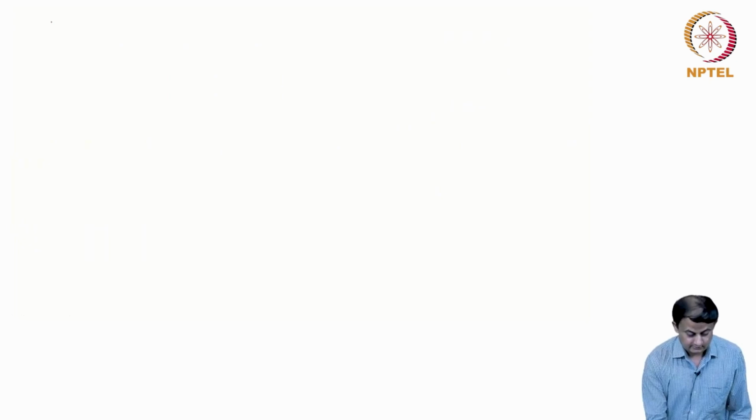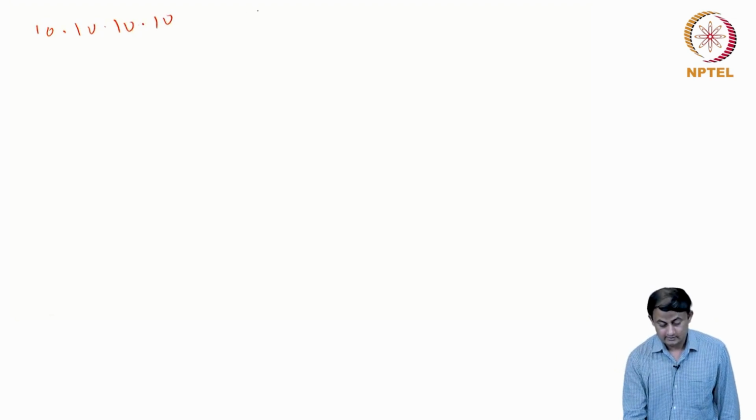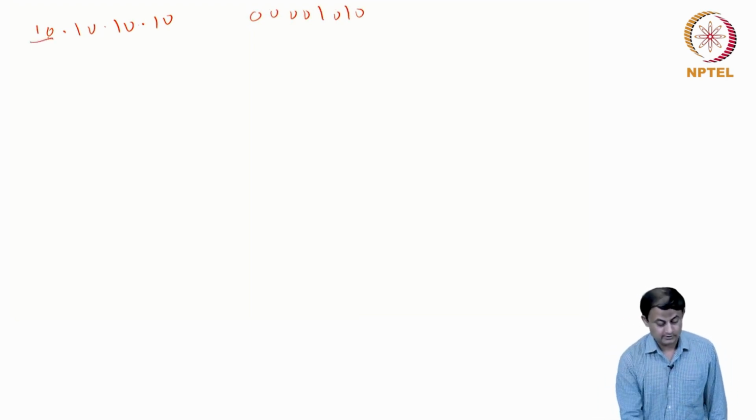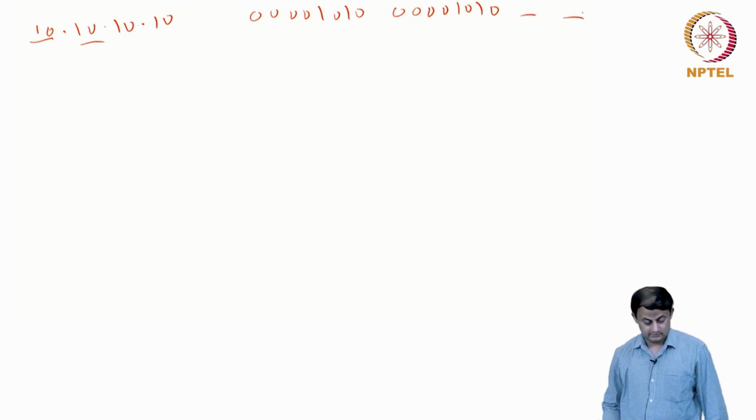If my IP address entry is 10.10.10.10, you convert this into binary. 00001010 is the first component, this one, and then another 00001010 for the second component. Similarly, you have the third one and the fourth one.